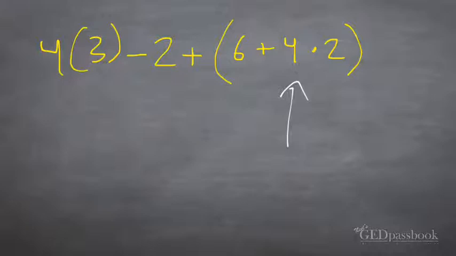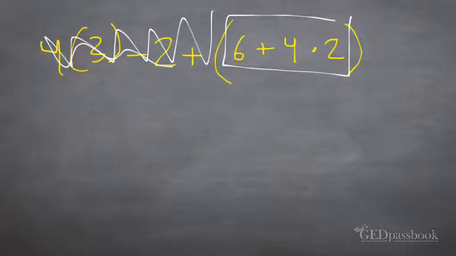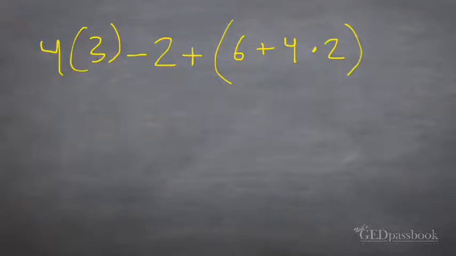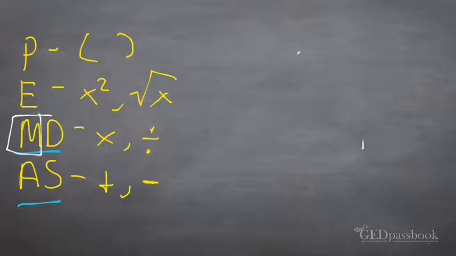Oh yeah, we got 6 plus 4 times 2, right? So we now work inside here first. Forget about everything else. Just focus your eyes on what's inside. Ask yourself, what do you do first inside? Do you do 6 plus 4 first? Or do you do 4 times 2? Yes, 4 times 2 is what you do first. You know why? Because multiplication comes before addition.